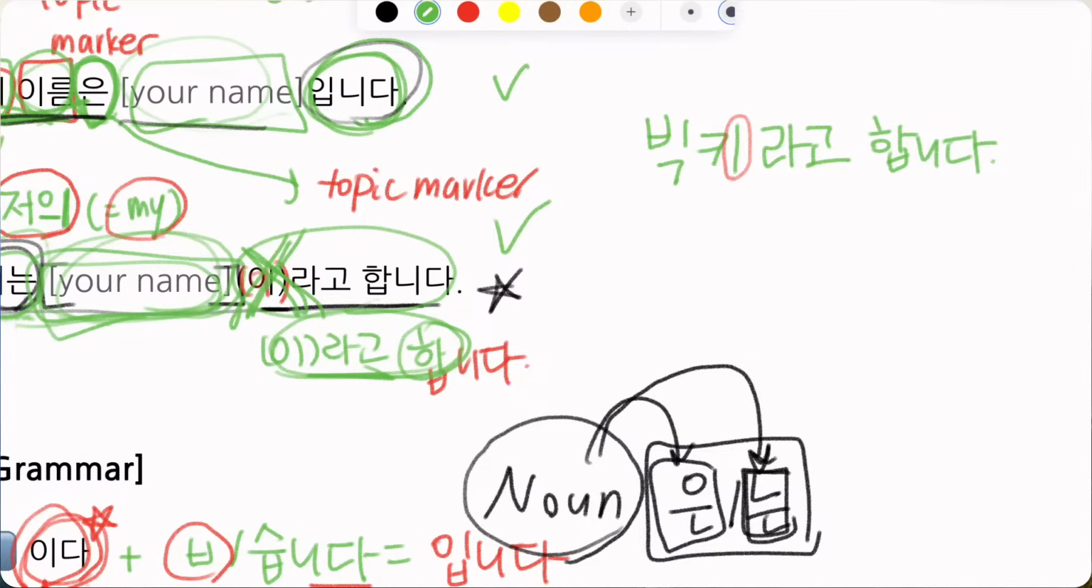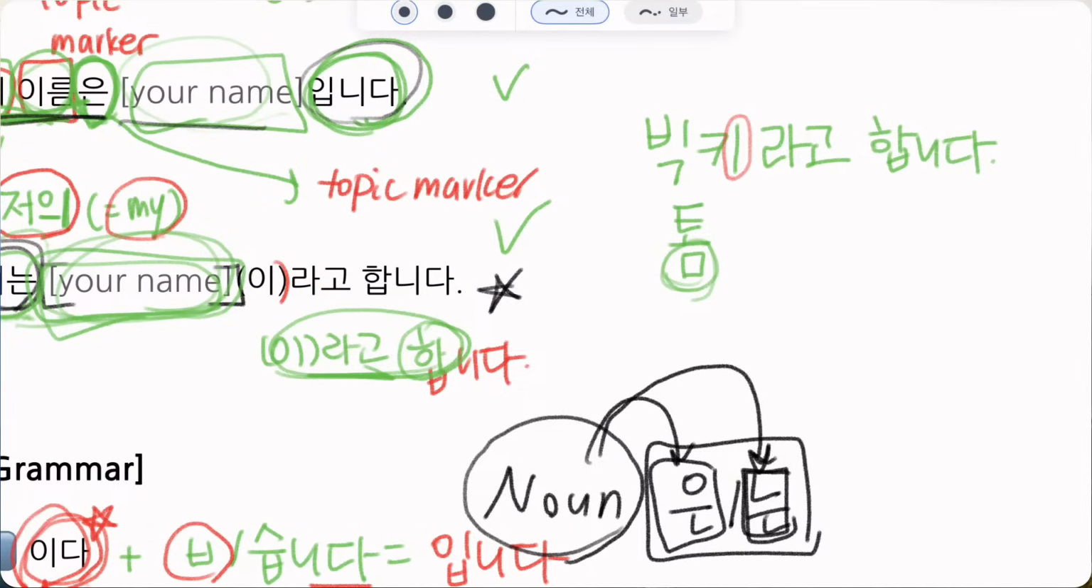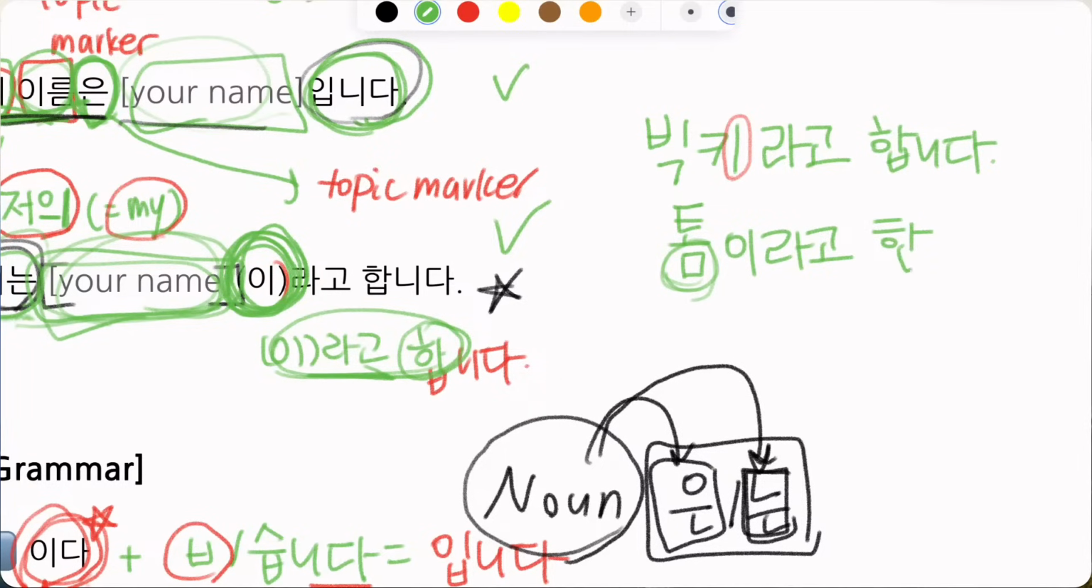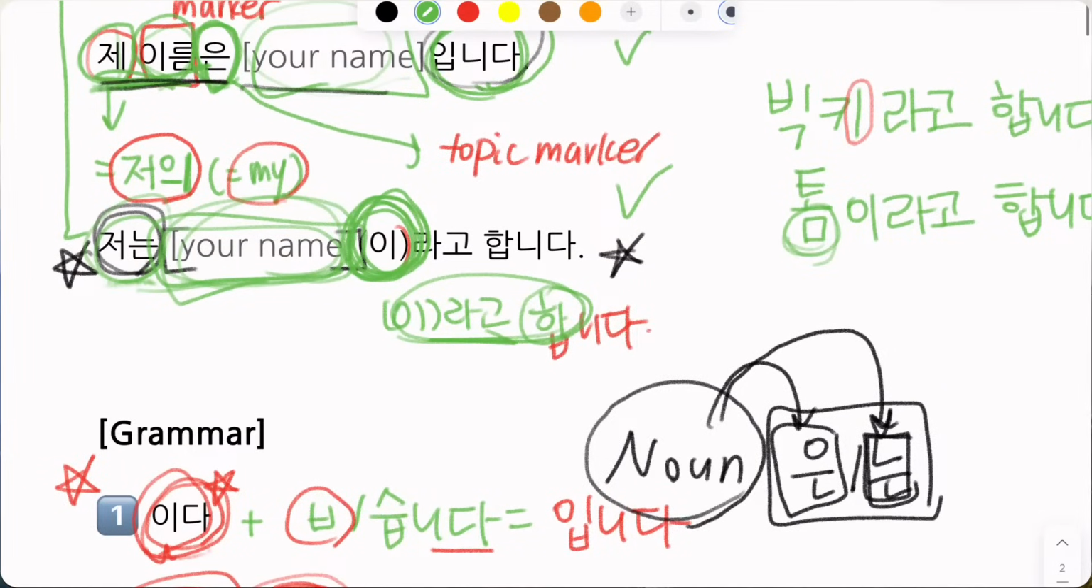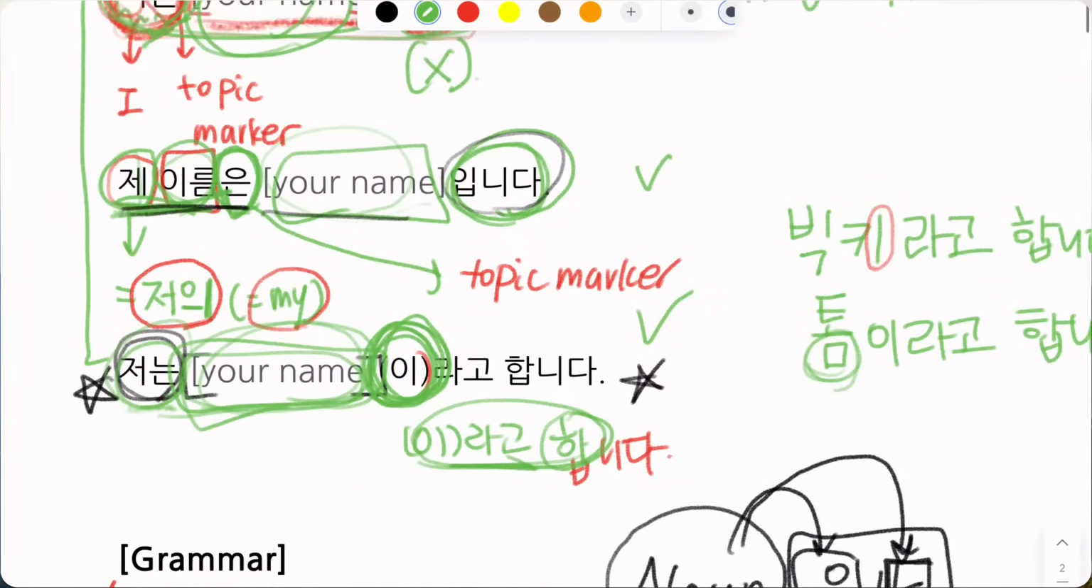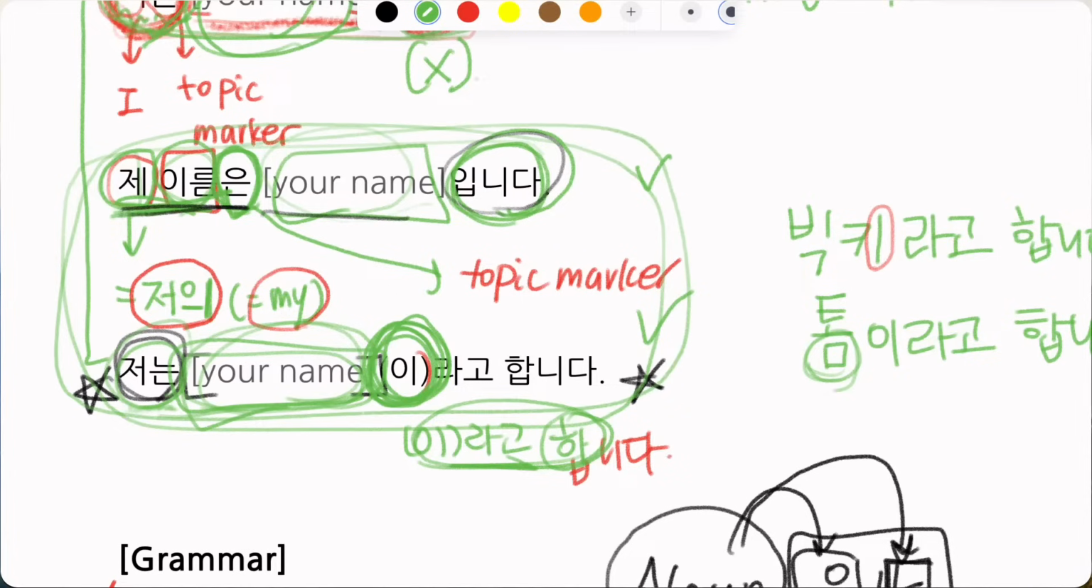But if your name, let's say, ends in a vowel, let's say your name is Tom, this name ends in consonant, right? If it ends in consonant, you add 이. You add this extra 이, and say 톰이라고 합니다.